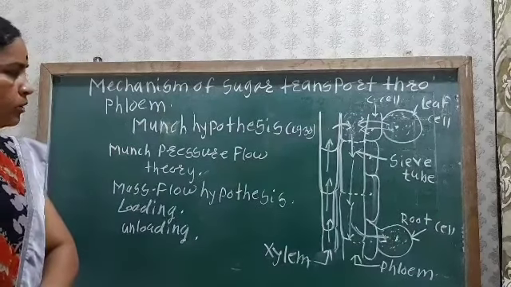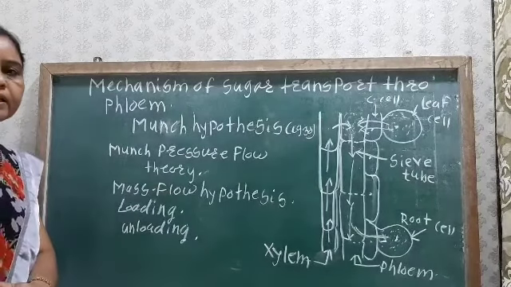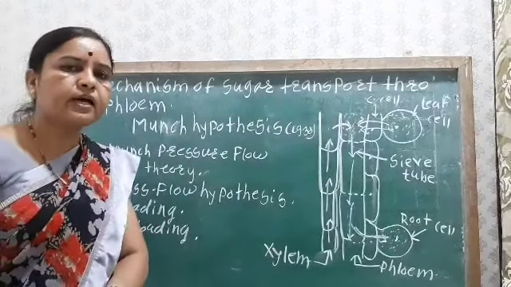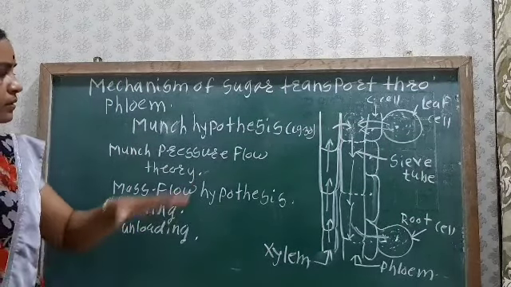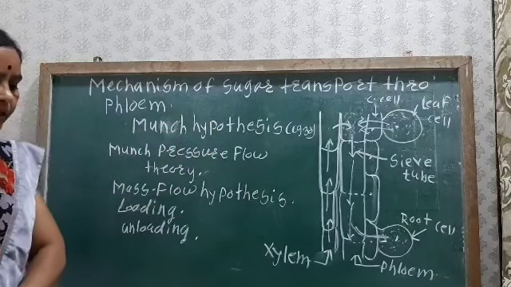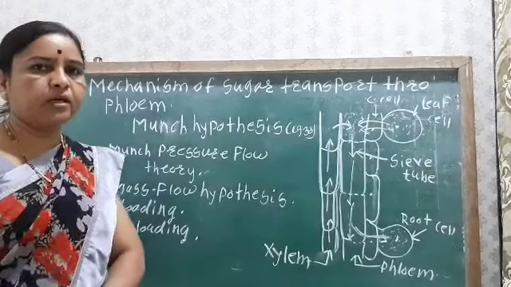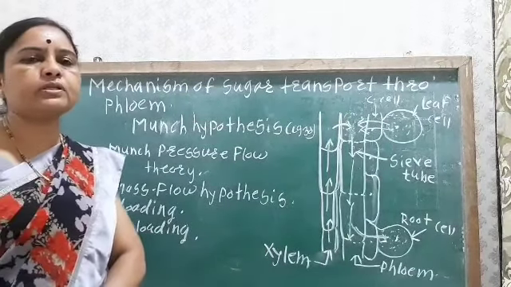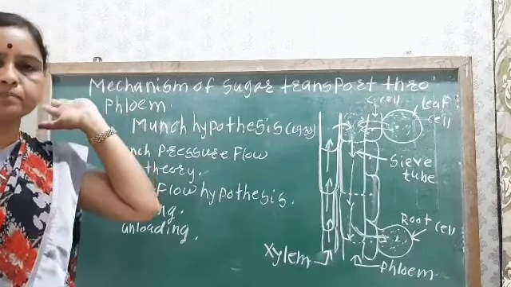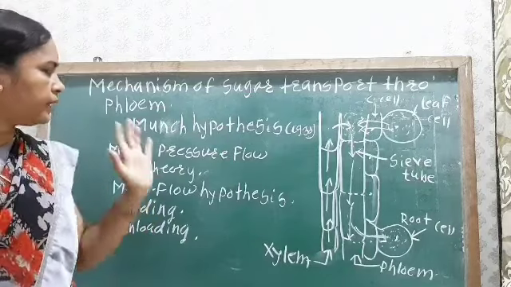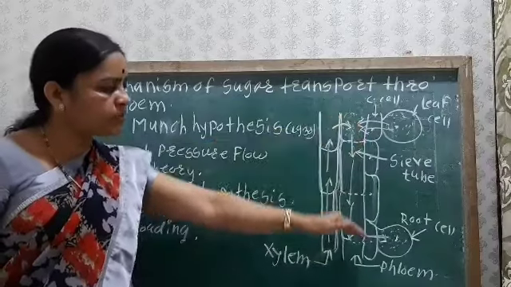Okay, so here there are some objections to this Munch hypothesis. So what are the objections to this Munch hypothesis? Here the first objection is that this process does not explain the bidirectional transport. Okay, we have seen what bidirectional transport means, that is, the movement of the food material takes place downward and upward. Okay, so here Munch only explained how the movement takes place downward.